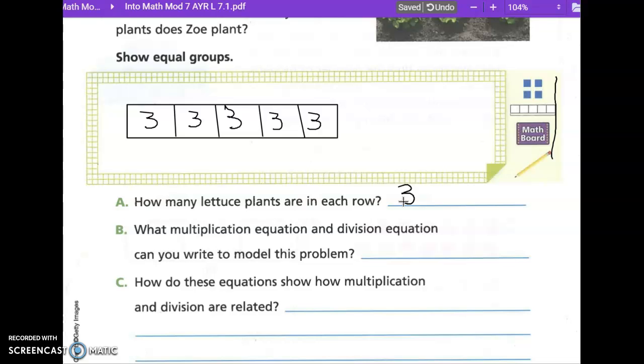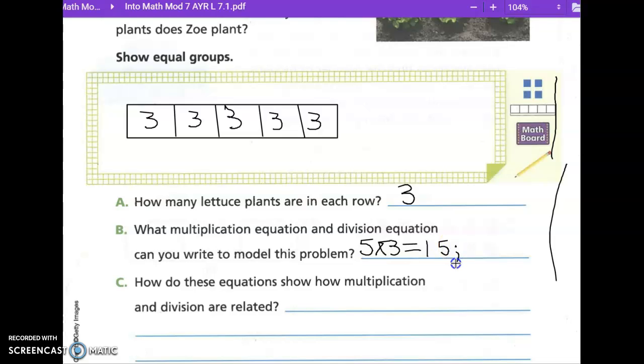How many rows did we have? 5 rows with 3 lettuce plants in each row. And how many is that? 15 plants, right? How do these equations show how multiplication and division are related? Okay, I had a little help in the classroom and I was supposed to write an equation for division and a multiplication. So we're going to make 5 times 3 equals 15.